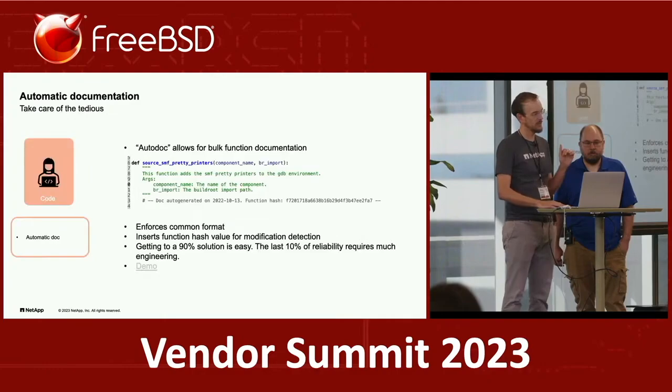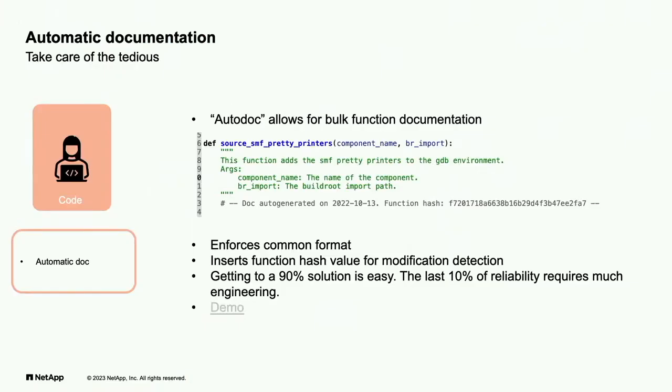I'm going to show you a demo of this here, Autodoc. We mentioned it a few times. So Autodoc was one of the very first tools that we created. It generates function documentation for Python and Golang right now. You can get to a 90% solution pretty easily on ChatGPT, right?